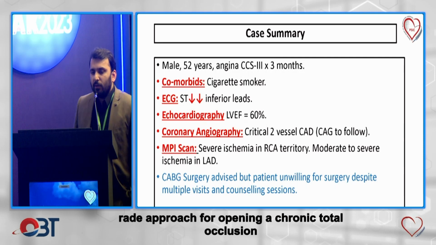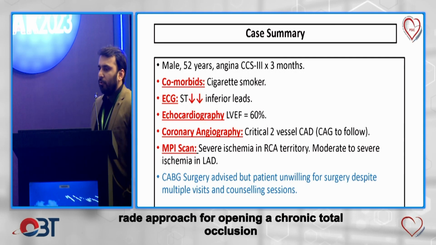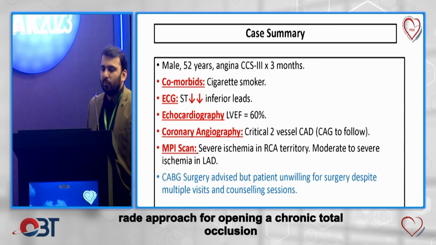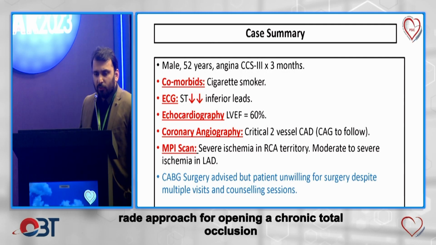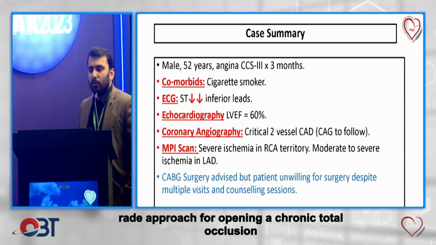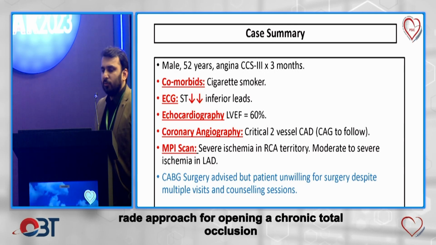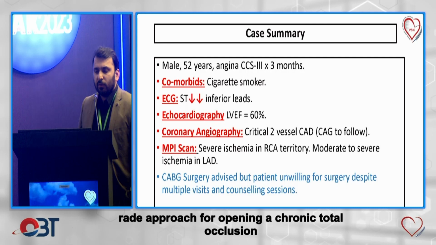MPS scan was planned, which showed severe ischemia in the RCA territory, and moderate to severe ischemia in the LAD territory. According to the angiogram, CABG surgery was advised, but the patient was unwilling for the surgery despite multiple visits and counseling sessions.